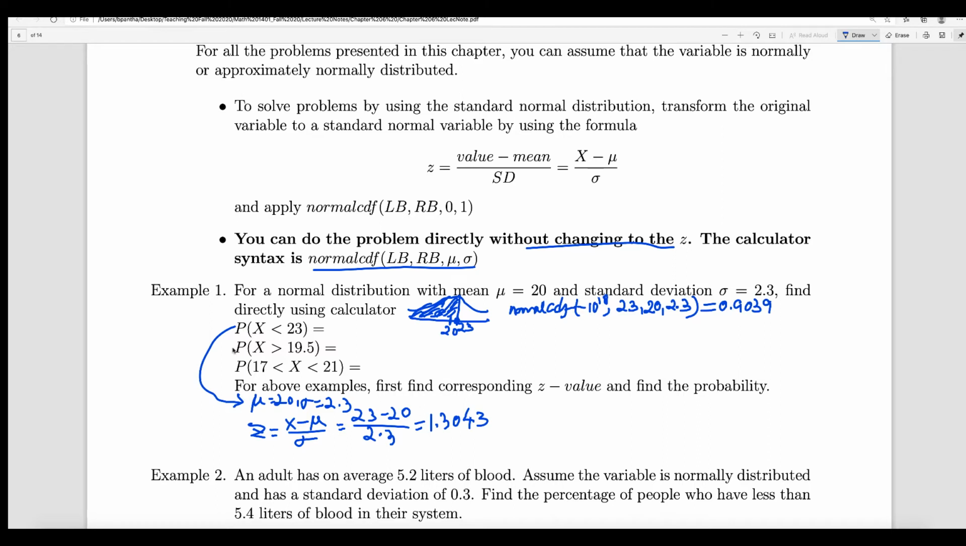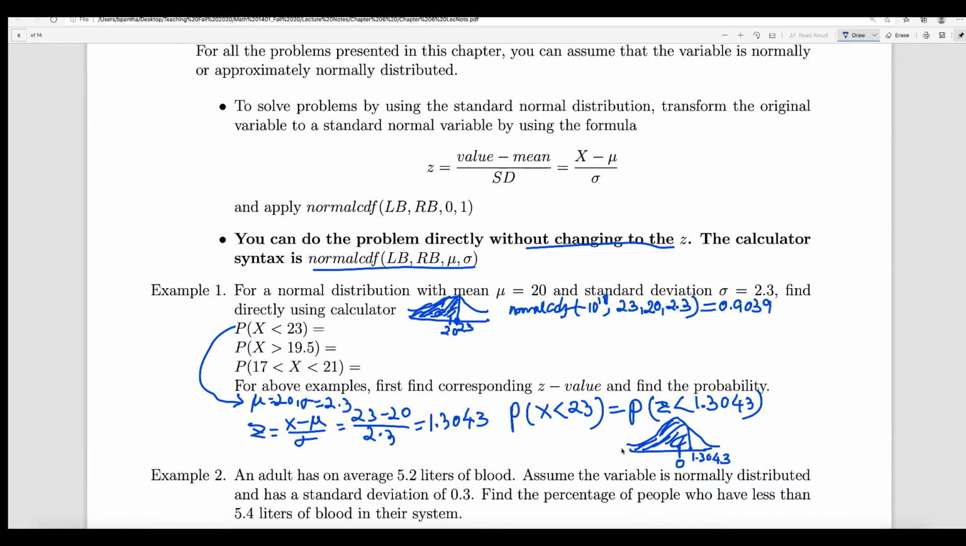Now how do you find that? This g equals 1.30 is equivalent to x equals 23. So you can write the probability that x is less than 23 is the same as saying g is less than 1.3043. Instead of writing 20, because we are changing everything to g, the center is 0, 1.3 will be somewhere here, and you are finding the total area less than 1.3043.